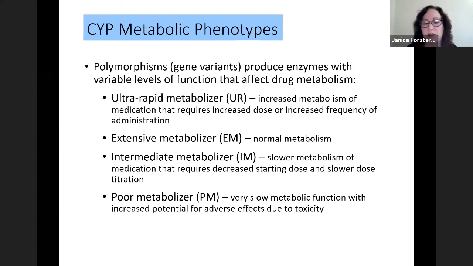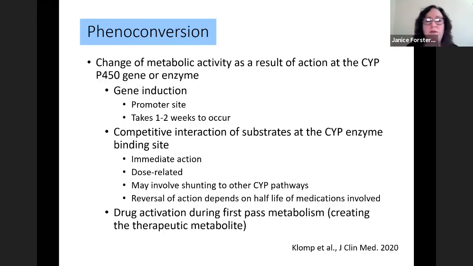And the poor metabolizer status indicates very poor metabolic function with increased potential for toxicity that would then cause adverse effects. So phenoconversion is the change of metabolic activity as a result of action at the cytochrome gene or at the enzyme. So at the gene level, we see induction at the promoter site. This usually takes 1 to 2 weeks to occur, and it will also take 1 to 2 weeks to dissipate if you identify that there is a problem.